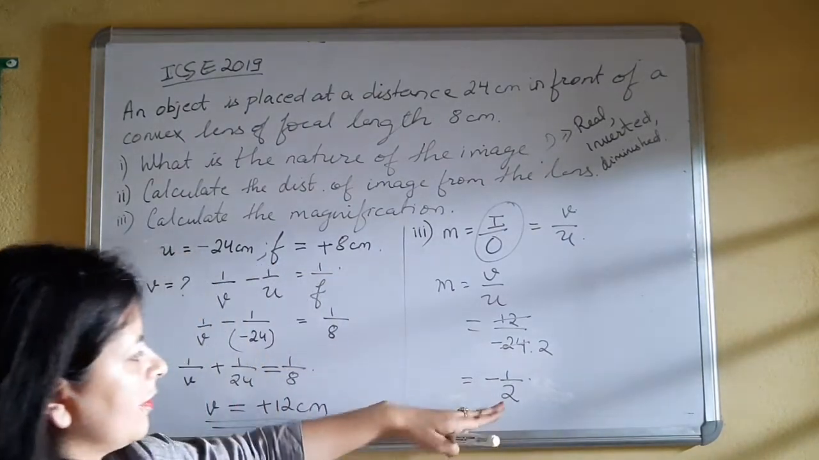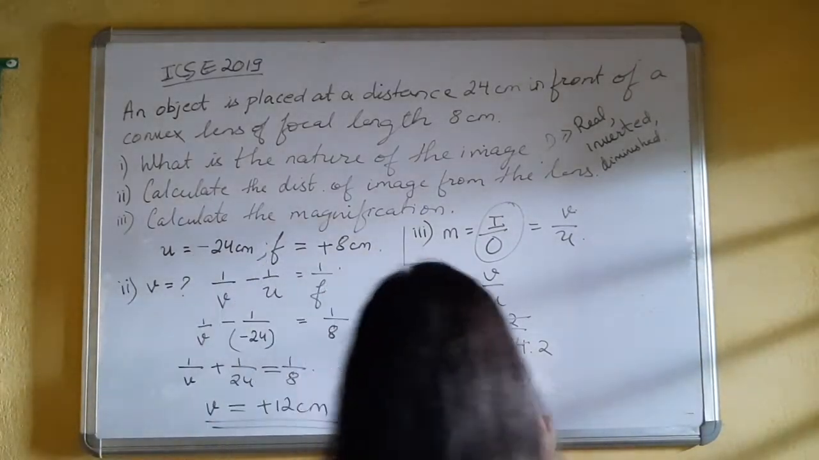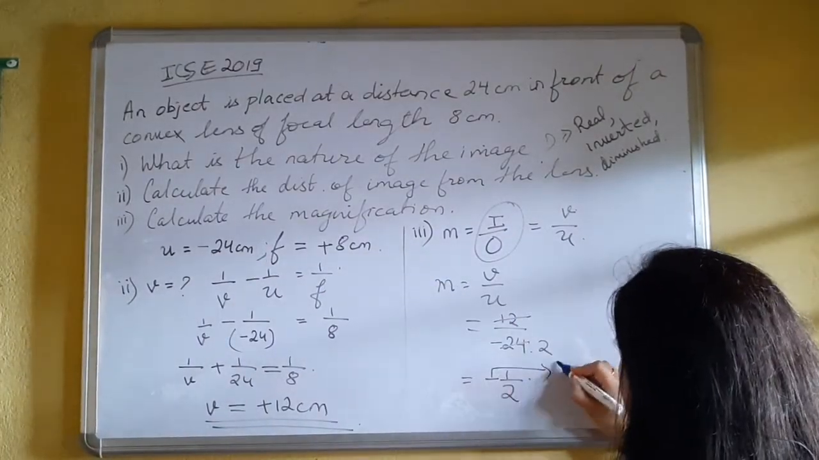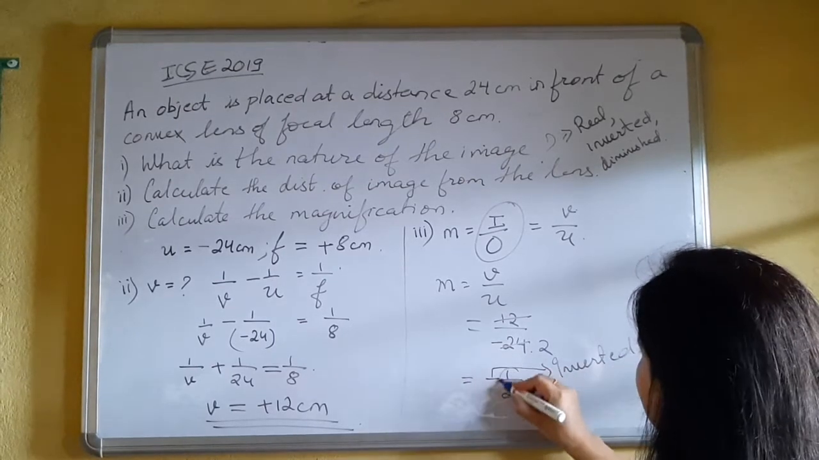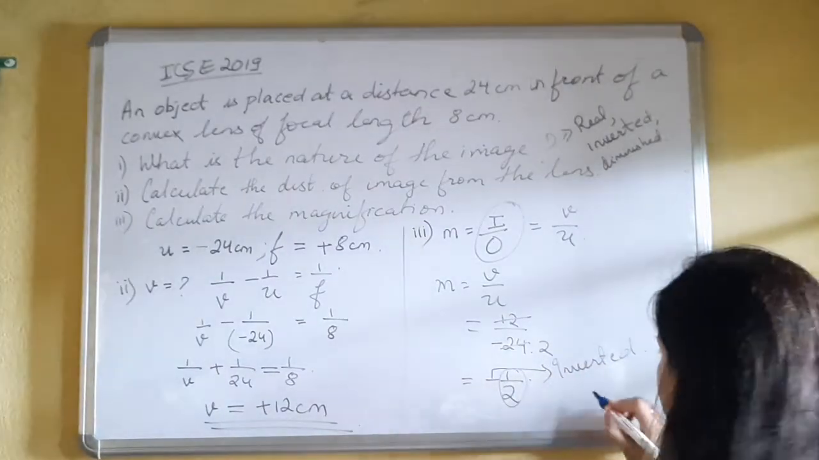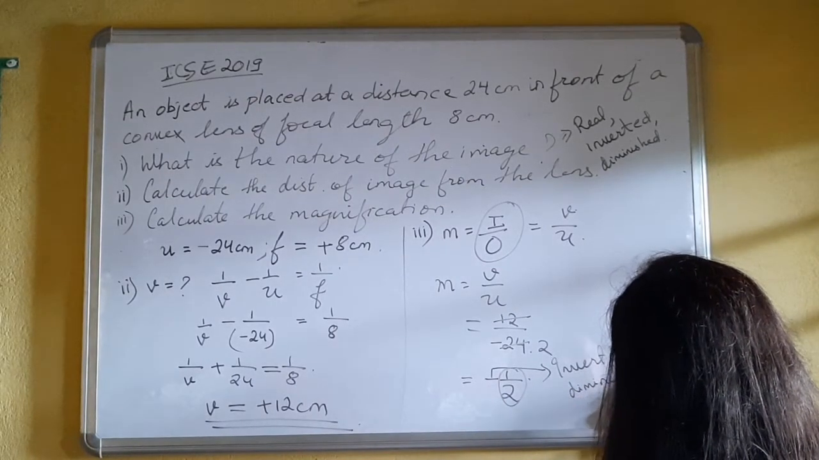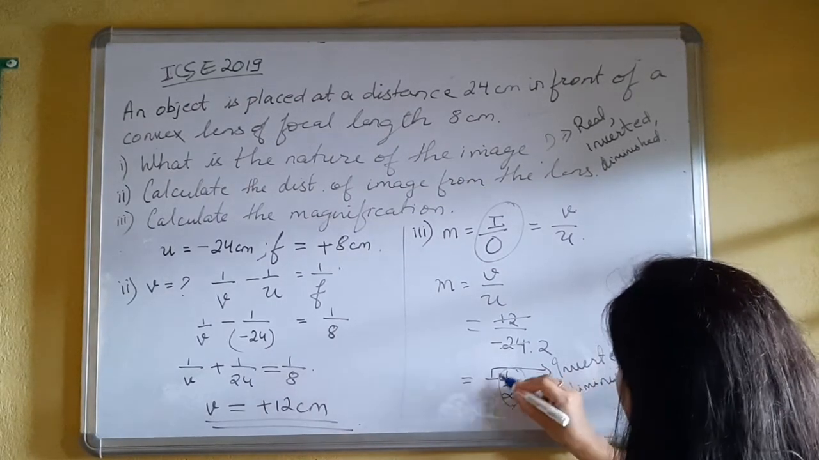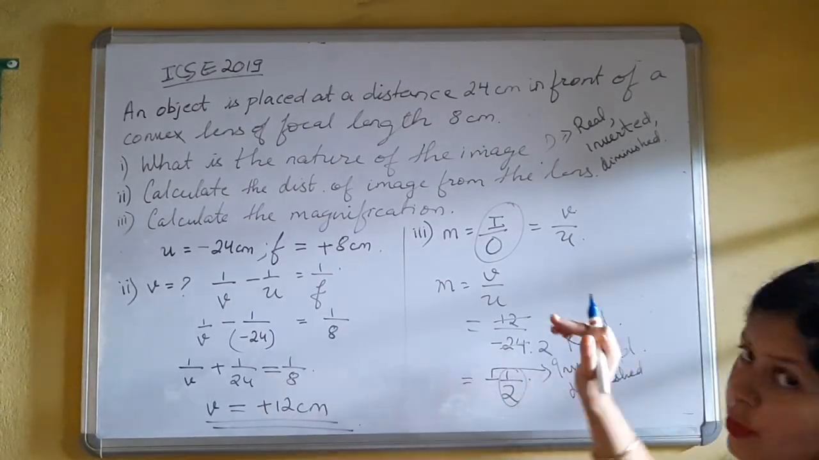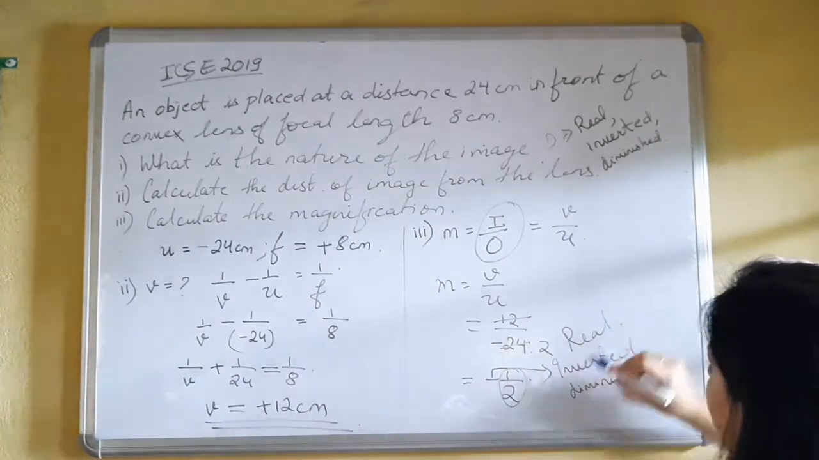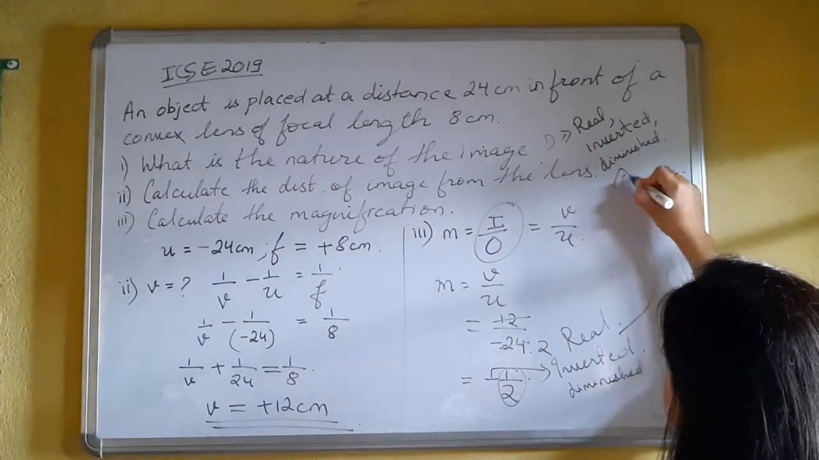Okay. Now from here also it is evident what type of image will be formed. Okay. Minus means the image is inverted. Half, because it is less than 1, the image is diminished. And also because it is inverted, the image has to be real. So for number 1, if you don't remember that chart, okay, you can also find it out by the value of magnification. So this is also an answer to number 1.